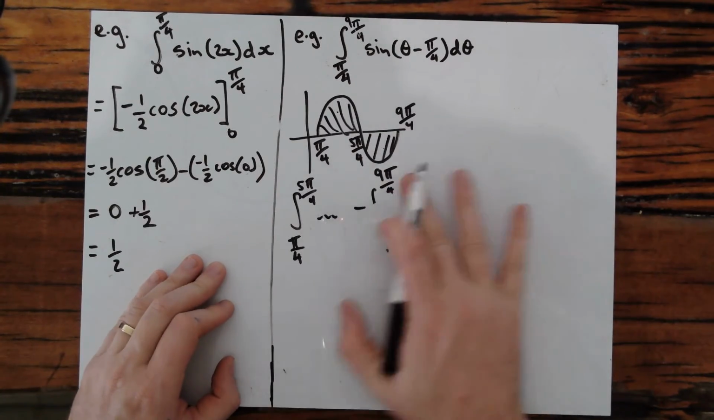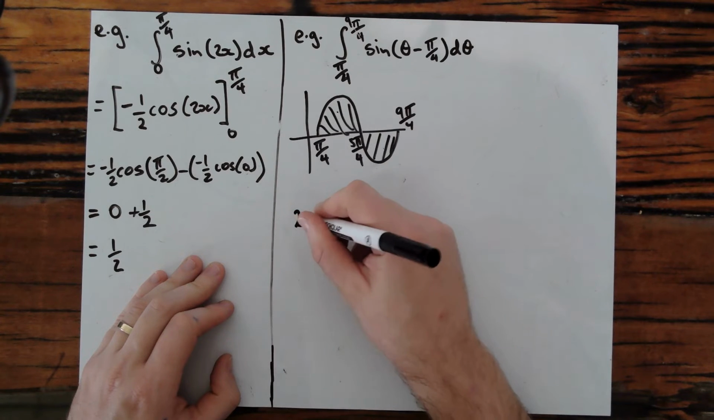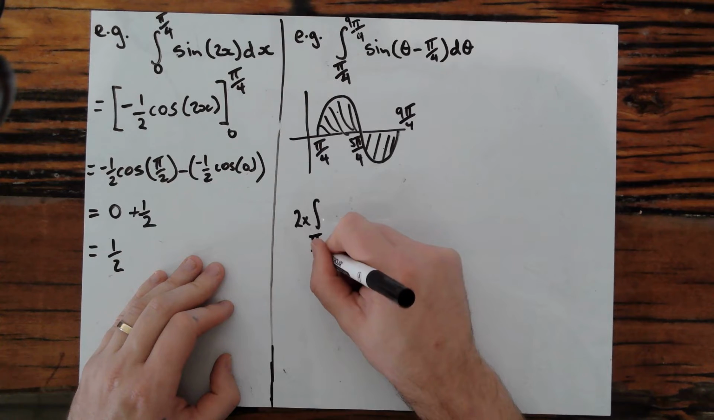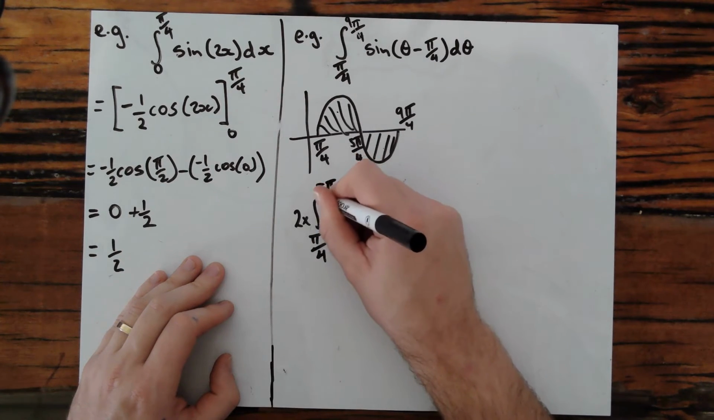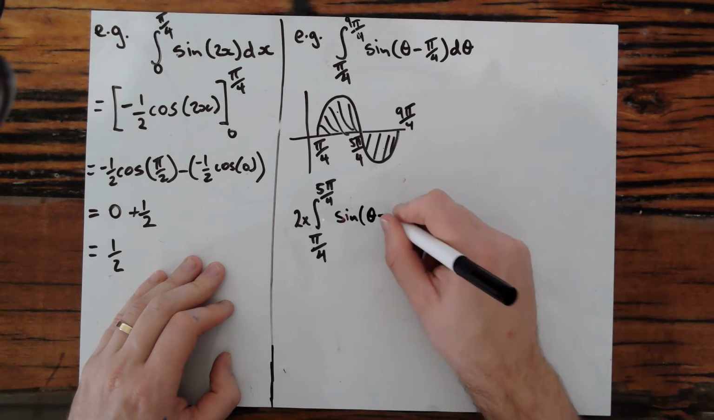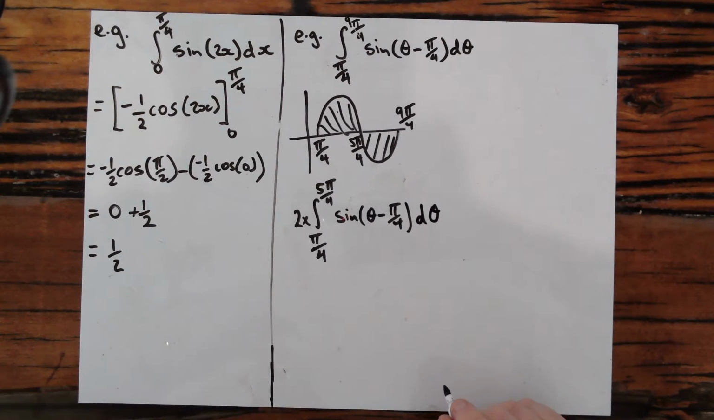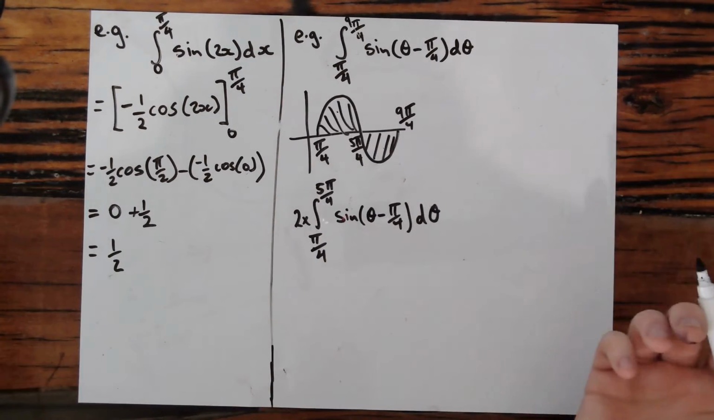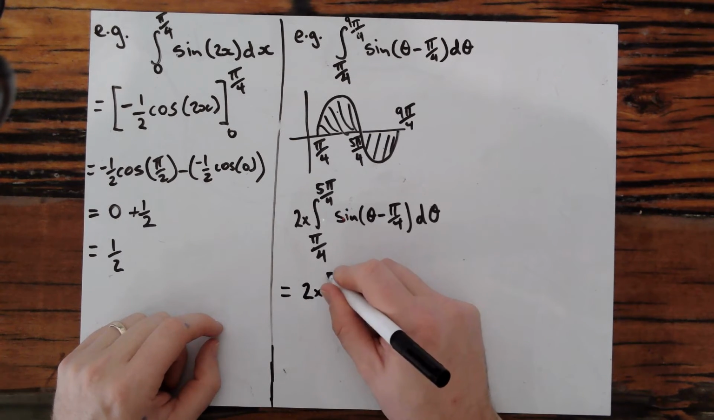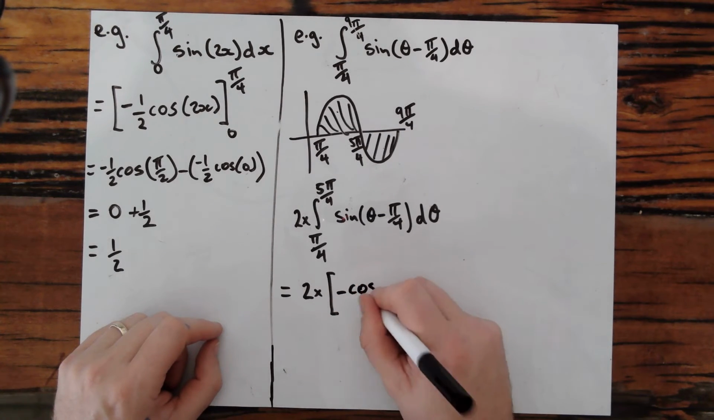So instead of doing that, what we're going to do is 2 times the area from pi on 4 to 5 pi on 4 of our function, sine of theta minus pi on 4 d theta. There's no point doing all this work twice over. So we're going to get 2 times negative cos, since sine goes to negative cos.